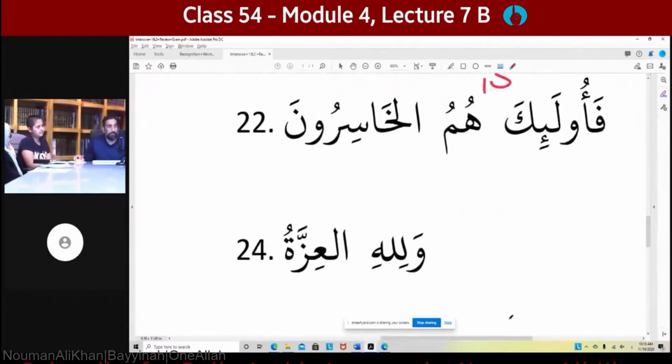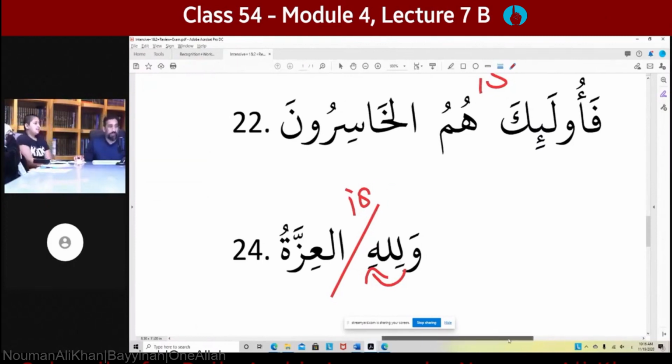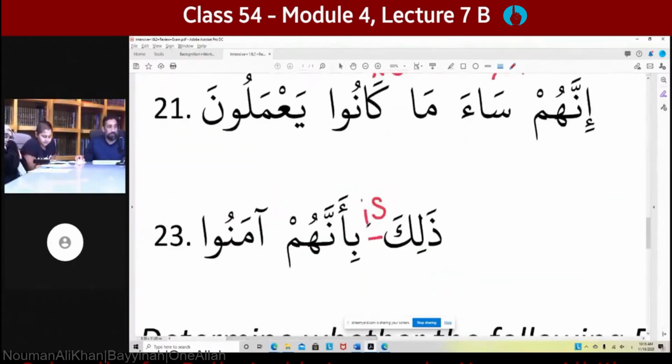The 5 rules. لِلَّهِ الْعِزَّةُ. Li is a harf of jar. The word Allah is the majroor. Then the word al-izzatu is rafa', which means there's no connection over here. When there's no connection, it is exist. So there's an "is" between lillahi and al-izzatu. Yes, because there's no mawsuf sifa, mudaf, mudaf ilayh. There's nothing else. So therefore there is an "is."